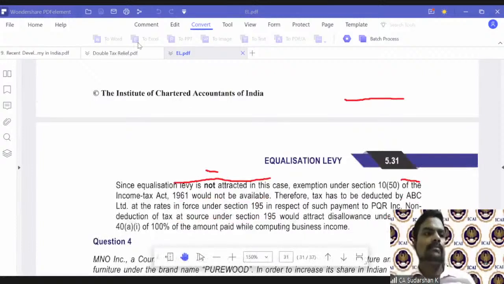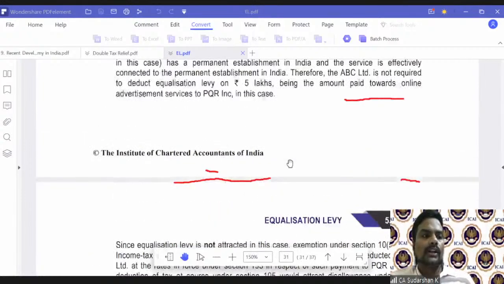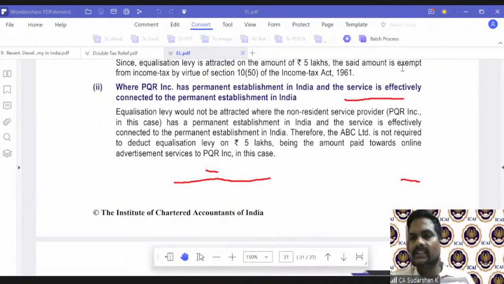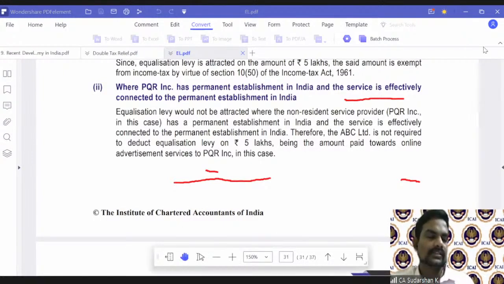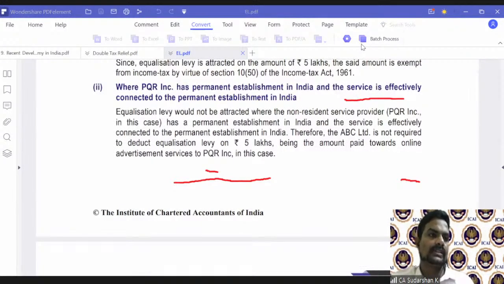So this is the broad concept of equalization levy that you need to be aware of. A non-resident, again, you can just relate to Google's business model. A non-resident providing online advertisement services to a resident, then the resident has to, while making payment to the non-resident, deduct equalization levy at 6%. Failure will attract interest, penalty and also disallowance.